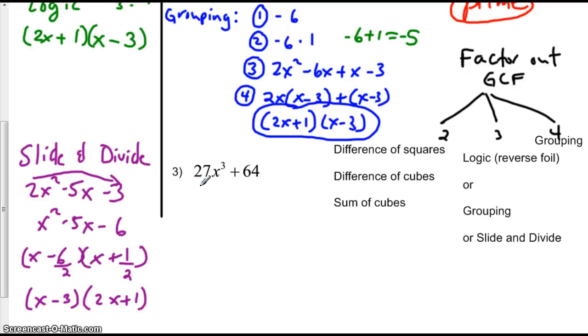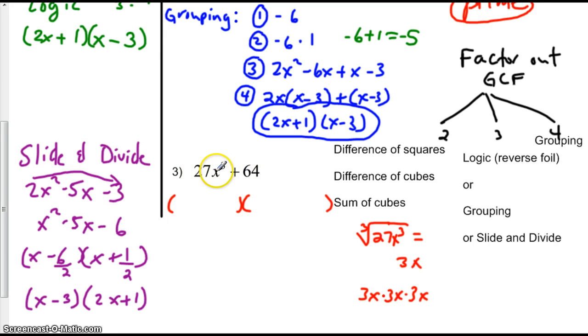And 27 we know is a perfect cube. So is 64, and so is x cubed. So we can factor, and we're going to use our day 3 notes to factor the sum of cubes. So remember, our first step is we're going to write a little parentheses and a big one. Then we're going to take the cube root of both items. So our cube root of 27x cubed is 3x. Because remember, 3x times 3x times 3x would be equal to 27x cubed.